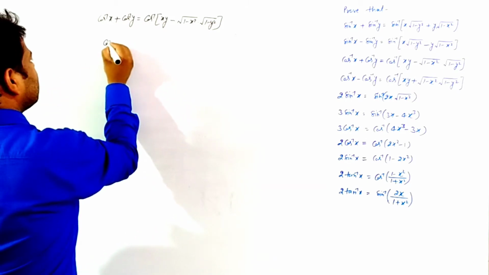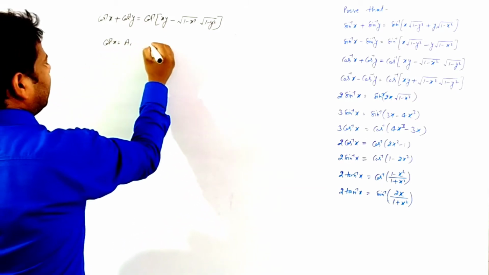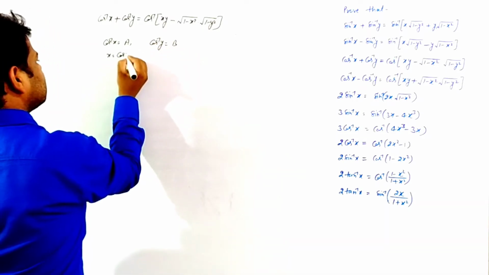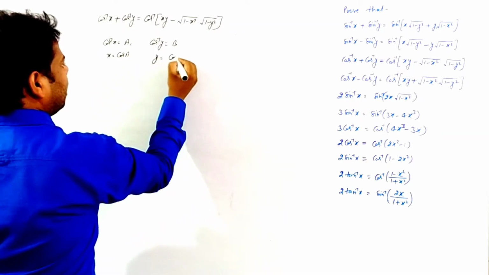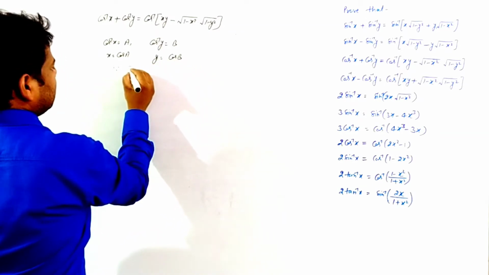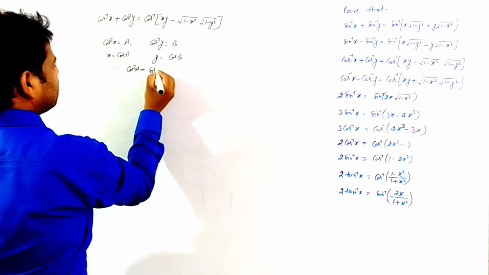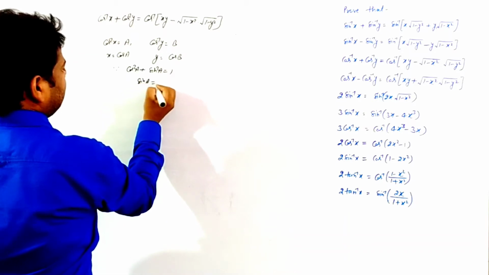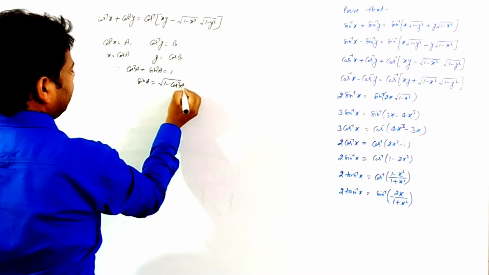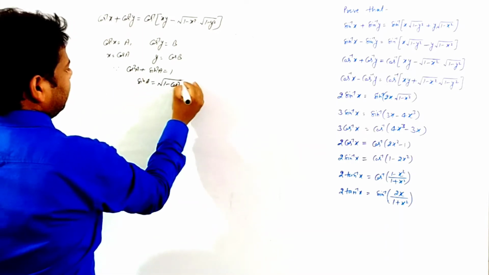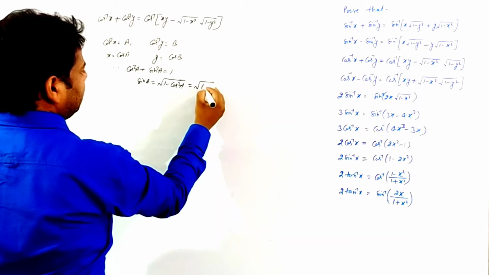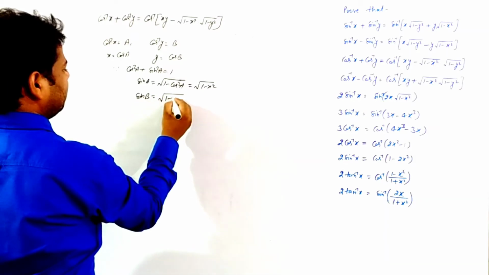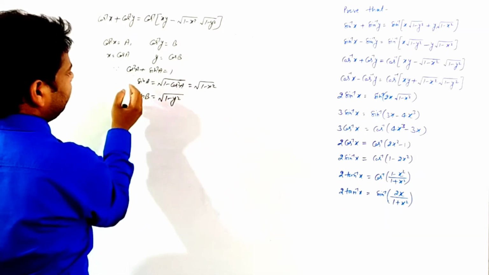First we suppose cos inverse x is equal to a, and cos inverse y is equal to b, so x is equal to cos a, and y is equal to cos b. But we have a formula cos square a plus sin square a is equal to 1. Then sin a is equal to under root 1 minus cos square a, and cos a is equal to x, so we can write under root 1 minus x square. Similarly sin b is equal to under root 1 minus y square, changing a to b.